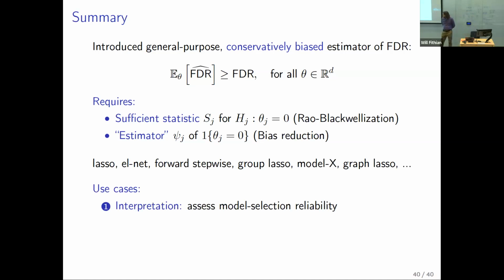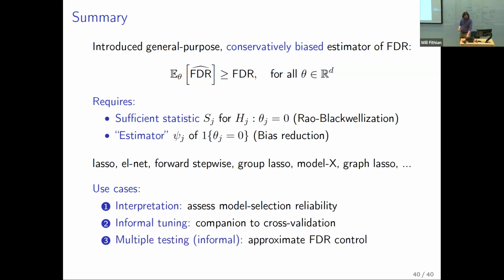So again, use cases, I think, interpretability. We might just assess the model selection reliability of a fixed estimator that we were already planning to use. We could use it as informal tuning, as a companion to cross-validation or Stein's unbiased risk estimator. Or we could use it in an informal way to do multiple testing to get approximate FDR control.